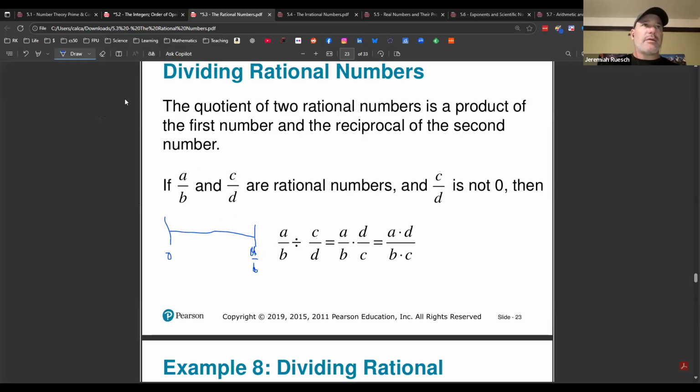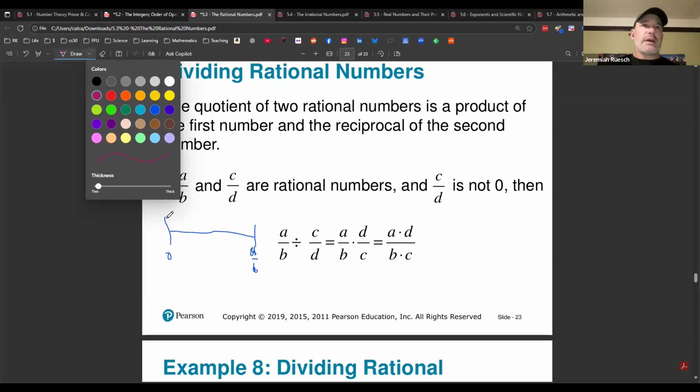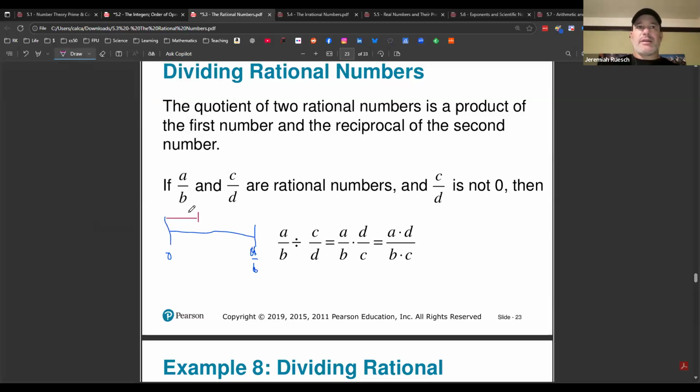Okay, and what we're trying to figure out is how many groups of equal size are in this. So I don't know what C over D is, but pretend, for example, that it's this far. Okay, and if it goes in evenly, this is one C over D, this is another C over D, and this is another C over D. So if it happens to go in evenly, then the result in this case would be like 3, right?